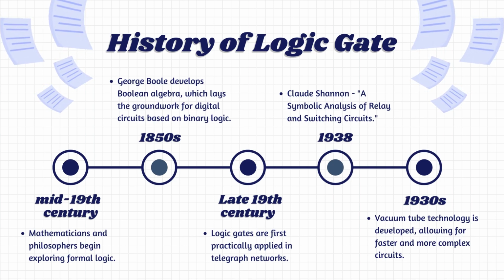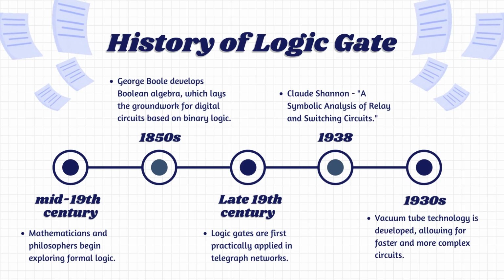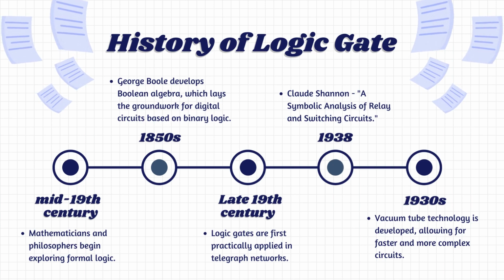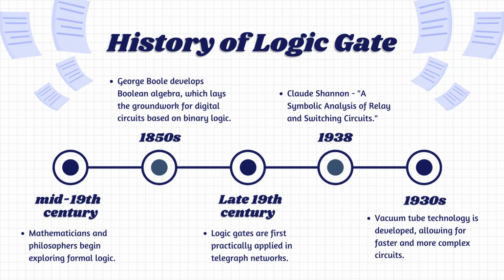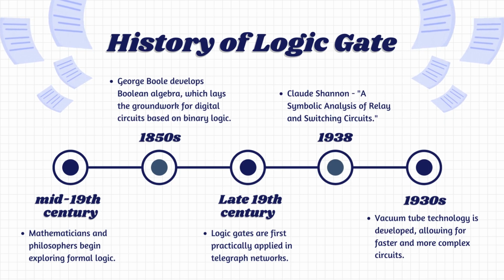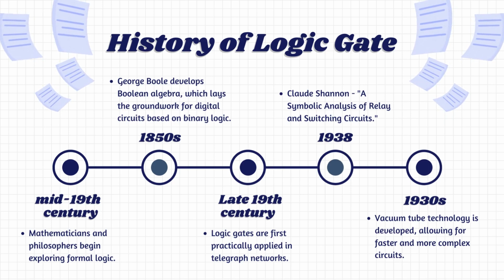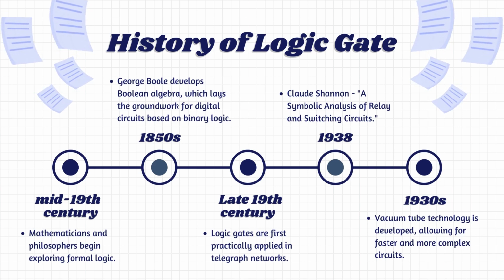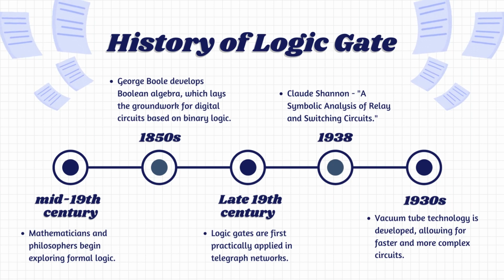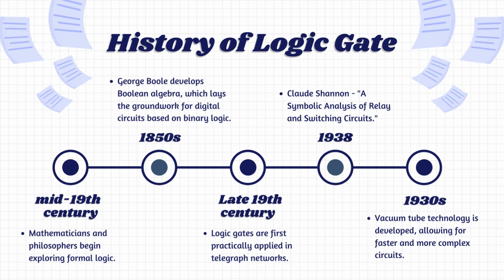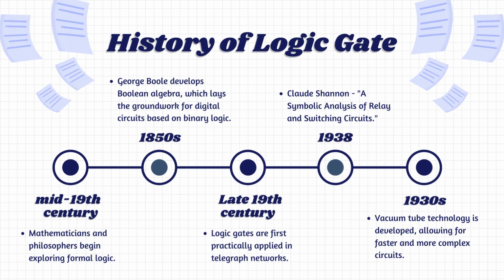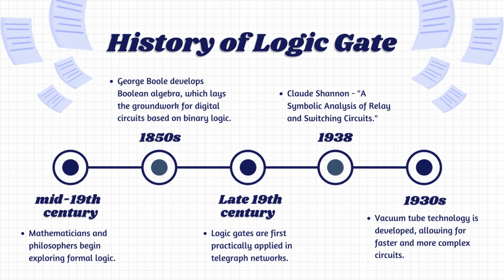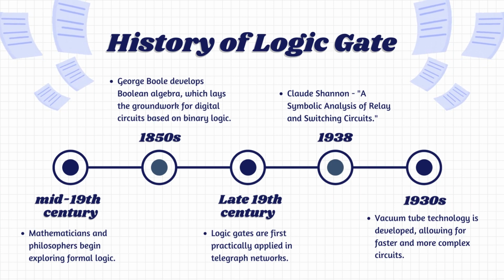The first practical application of logic gates was in the development of telegraph networks in the late 19th century. The American engineer and inventor Claude Shannon is credited with laying the foundation of digital circuit design in his 1938 paper, A Symbolic Analysis of Relay and Switching Circuits. In this paper, he showed how Boolean algebra could be used to design circuits that could perform mathematical operations. In the 1930s, vacuum tube technology was developed, which allowed for the construction of faster and more complex circuits.